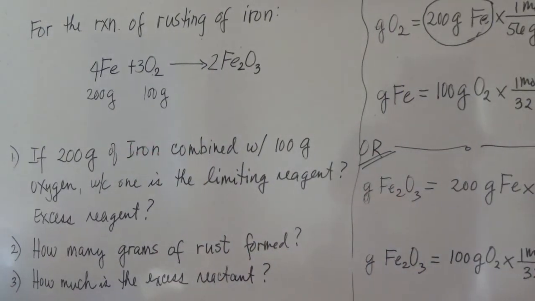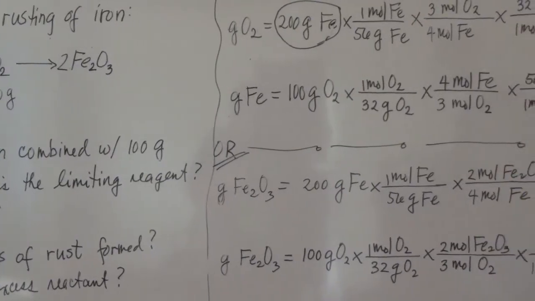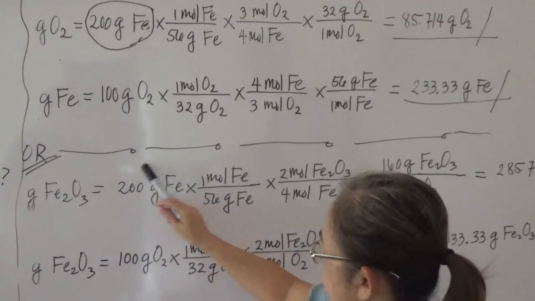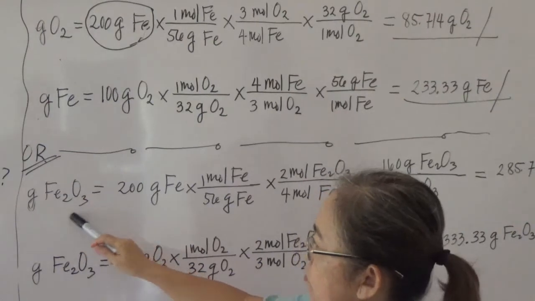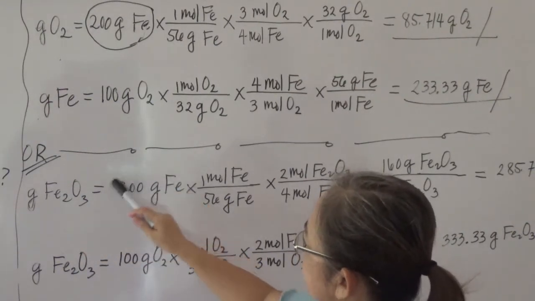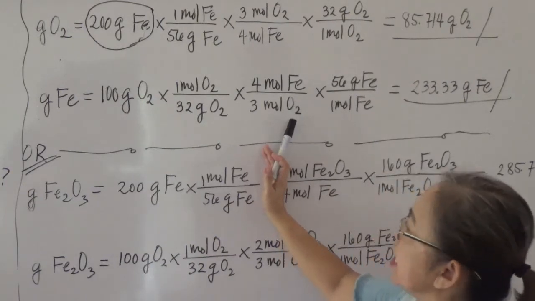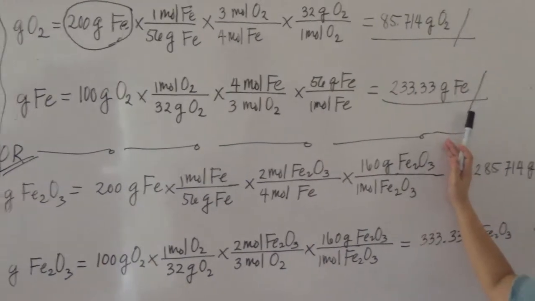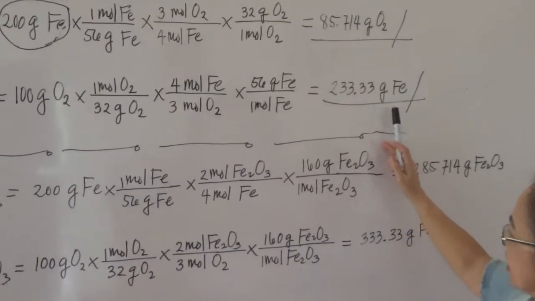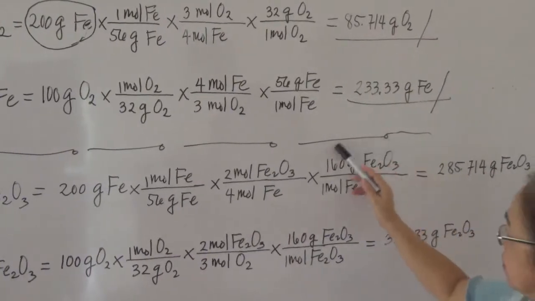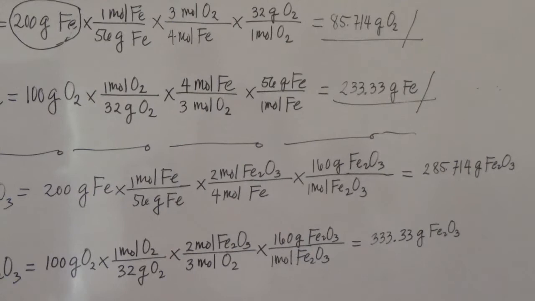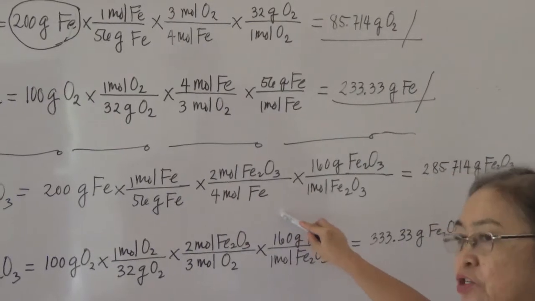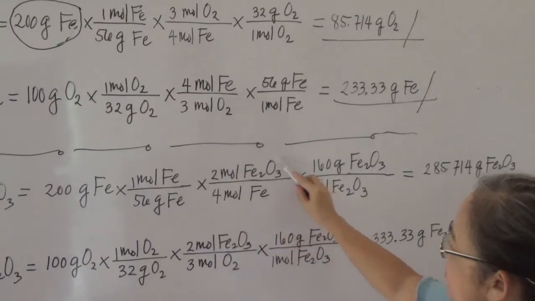So whichever will give the smaller amount of the product, that is the limiting reagent. So if you consider first the 200 grams iron to determine the amount of the product, which is ferric oxide, so 200 grams iron, change it to moles of iron, then change it to moles of ferric oxide, then change it to grams ferric oxide. Okay? So again, do not forget, if you are going to change from moles to grams of the same substance, use the molar mass. If you are going to change moles of one substance to another substance, use the balanced equation.